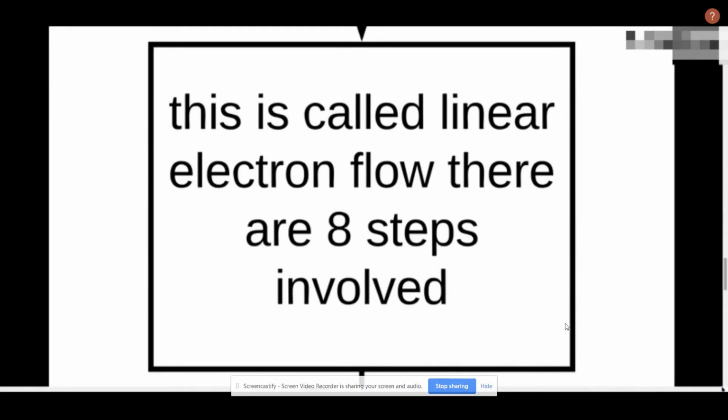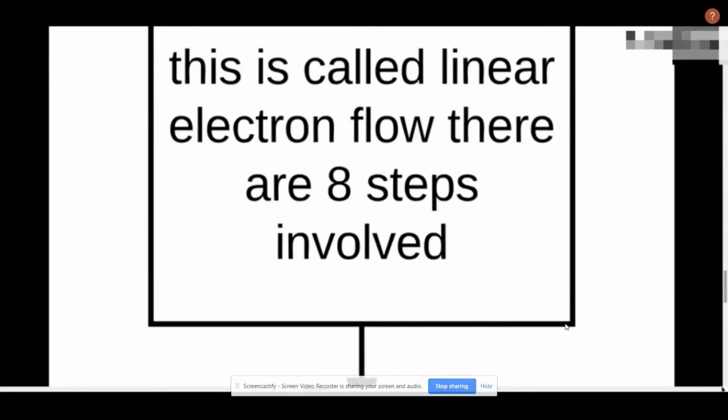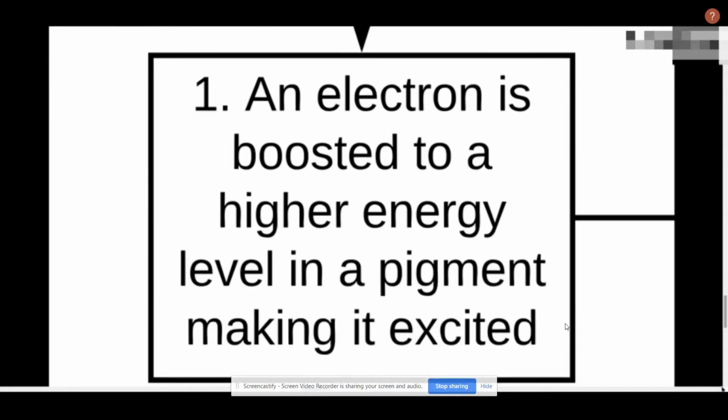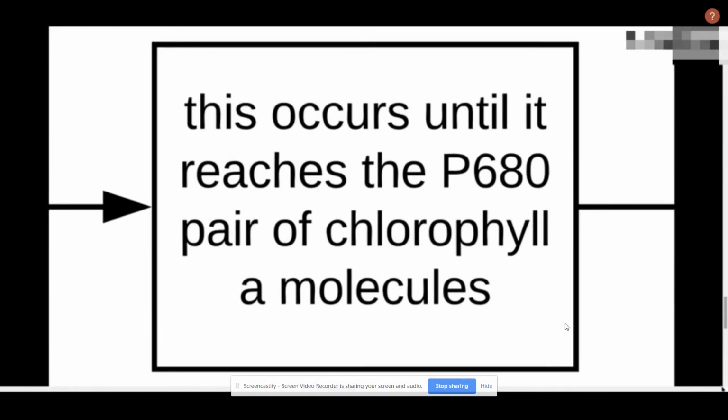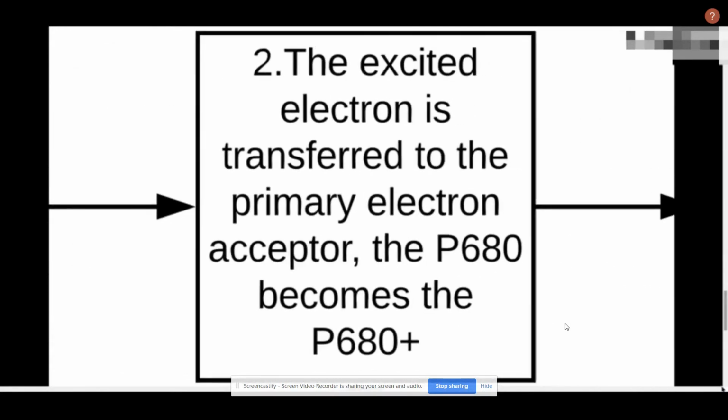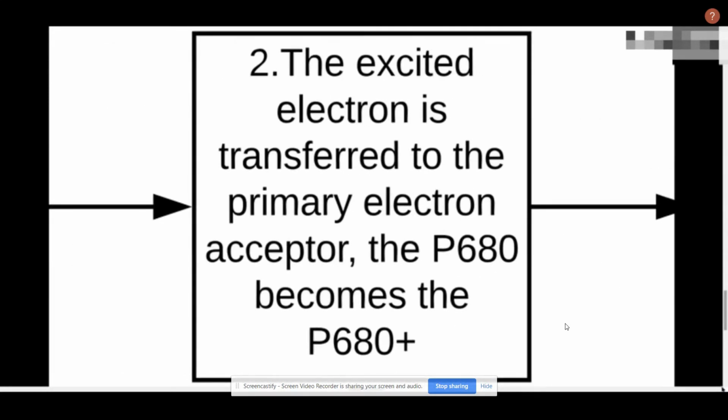This is called linear electron flow, and there are 8 steps involved. 1. An electron is boosted to a higher energy level in a pigment, making it excited. This occurs until it reaches the P680 pair of chlorophyll A molecules. 2. The excited electron is transferred to the primary electron acceptor. The P680 becomes P680+.